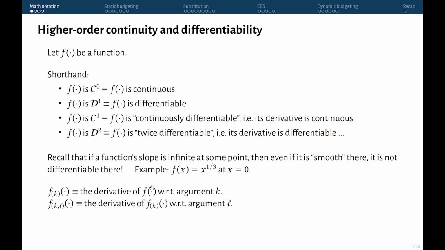If f has multiple arguments, we can denote the kth derivative of the function by this subscript k in parentheses. And then if we want to talk about the lth derivative of that kth derivative function, we can just put the l inside the parentheses there. This will just be the same thing as if we used closed parentheses and an open parentheses again, because we're talking about the lth derivative of f sub k.